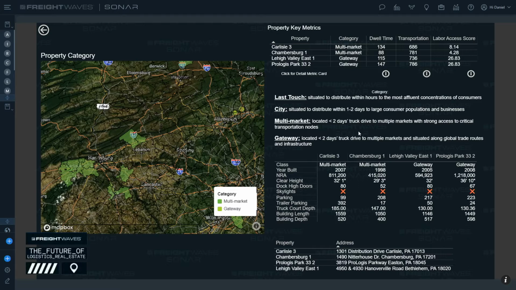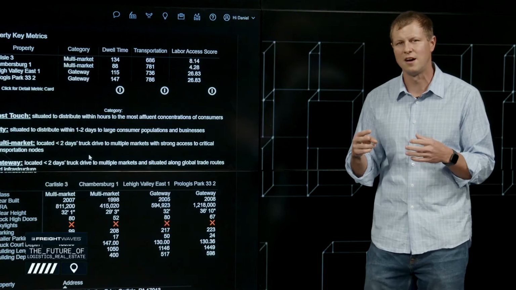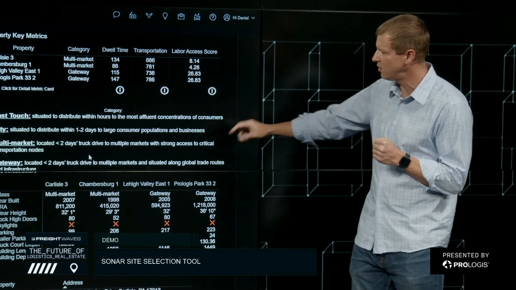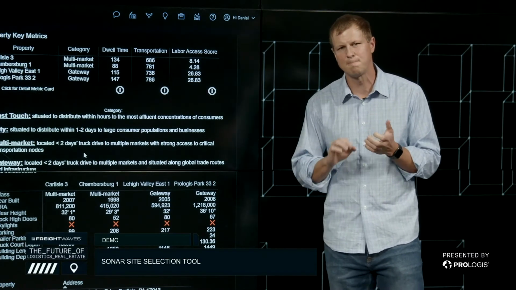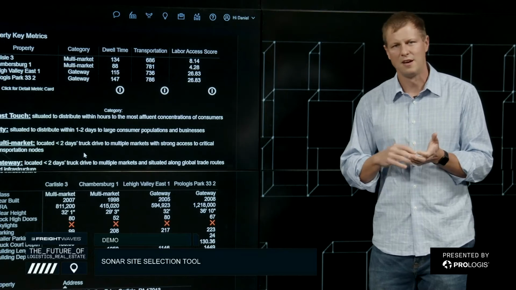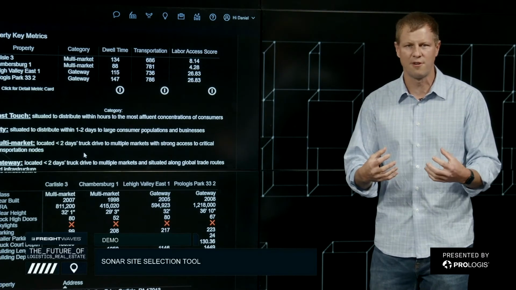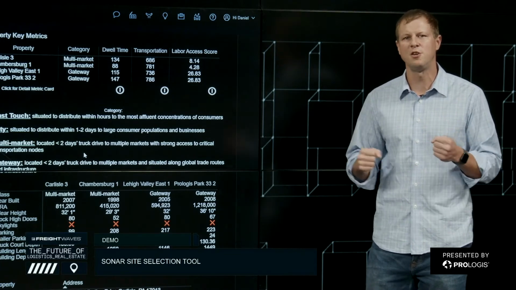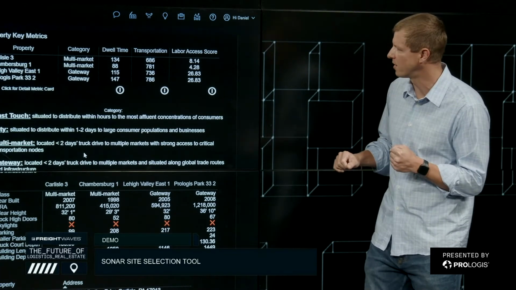So these consumer centers, New York, Philadelphia, Chicago, these are city markets or areas right outside of these markets that are going to give you easy access to consumption centers. Multi-market. Now these are going to be areas or DCs that are within 2 days of stronger markets. So you're going to be basically in transition zones. And then you have these gateways. These are basically located next to your ports. Areas where a lot of freight is entering the environment, starting to come through, ports, railways. Think about where freight comes into the United States, and that's going to be your gateway markets.